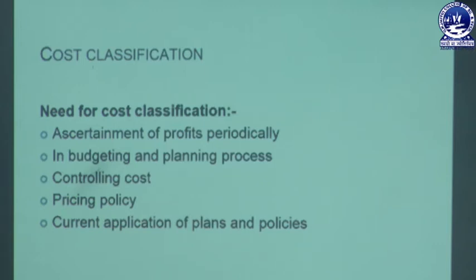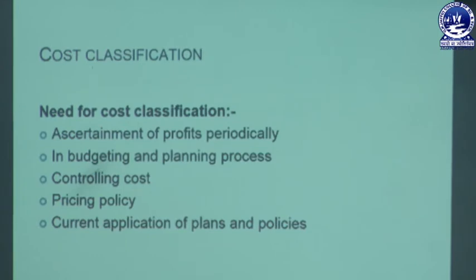Then there is another need, that is controlling the cost. Every organization must control the cost during the time of producing a product. So to control the cost, they must ascertain the cost relating to different stages or different types of cost. The fourth one is pricing policy. To produce a product, certain rules and regulations or procedures or methods are involved. So different pricing policies are also taken into consideration, and for that we have to take into consideration the classification of cost.